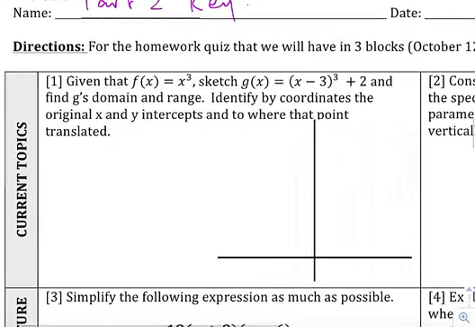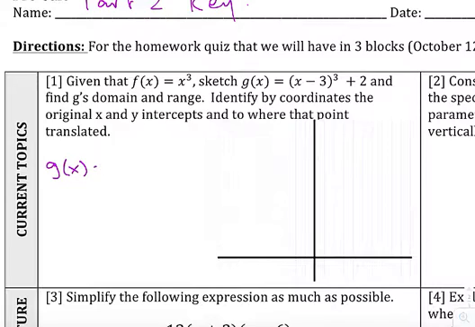Okay, so question one, it says, given that f of x equals the cube root, x cubed, sketch g of x. So g of x is (x minus 3) cubed plus 2. So let's go ahead and write that out right here and do some analysis first.